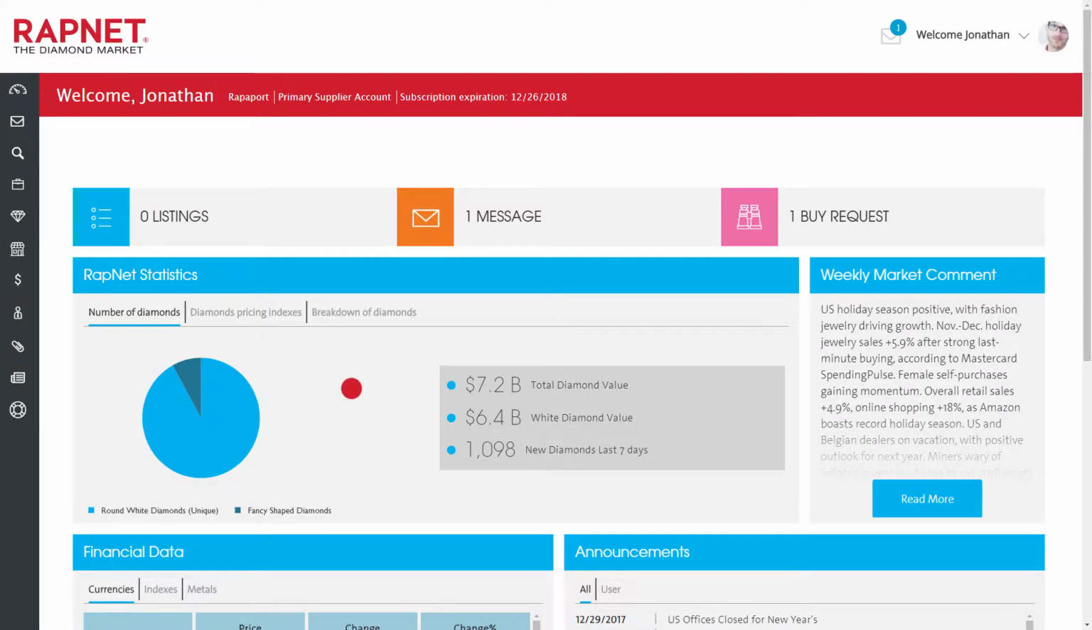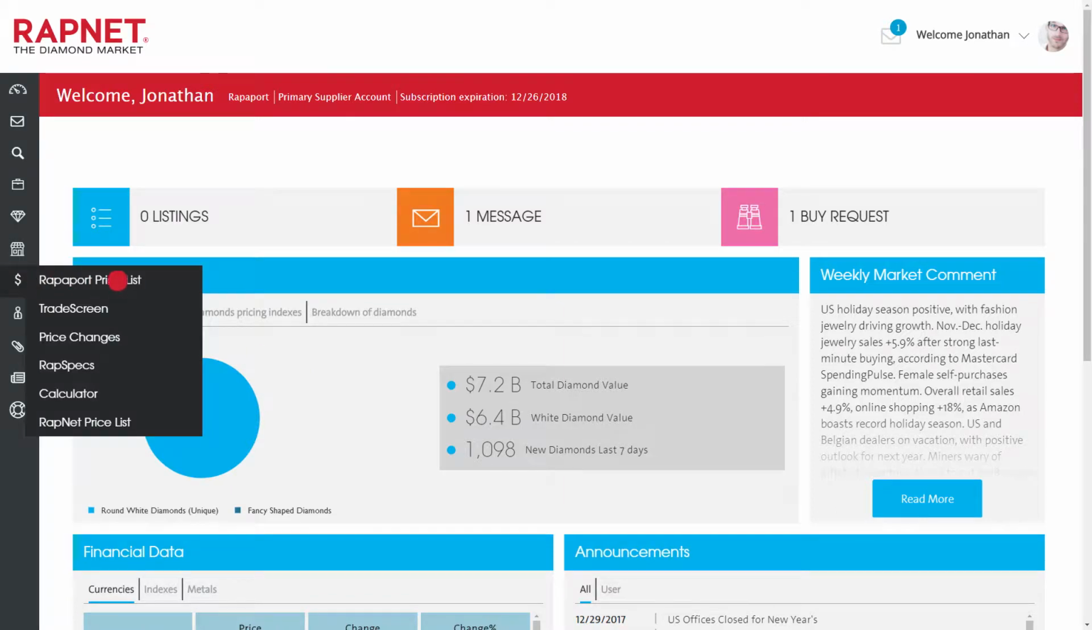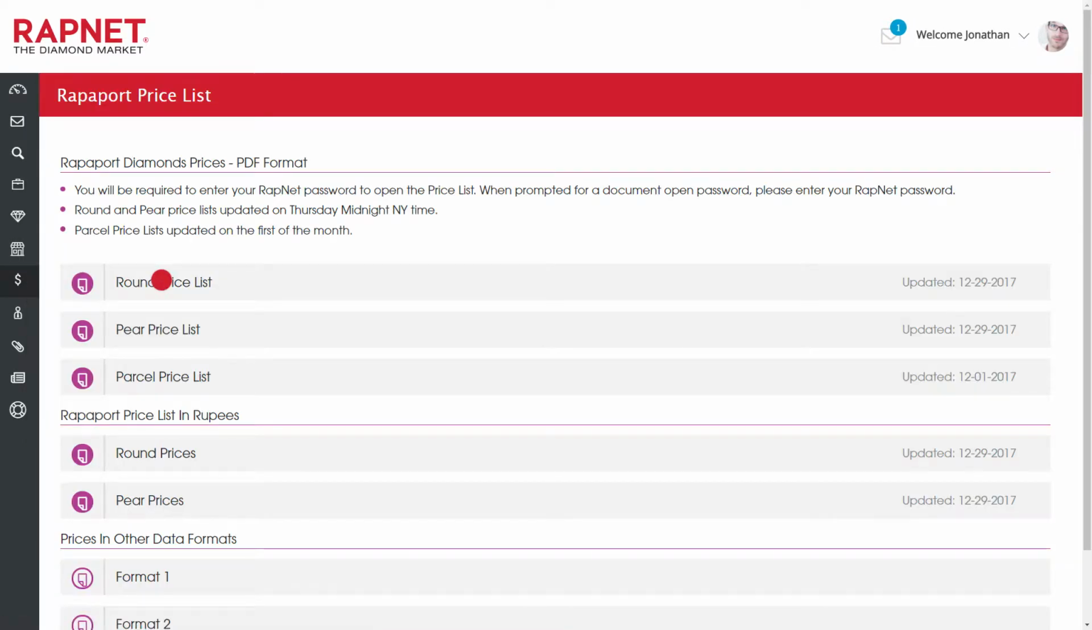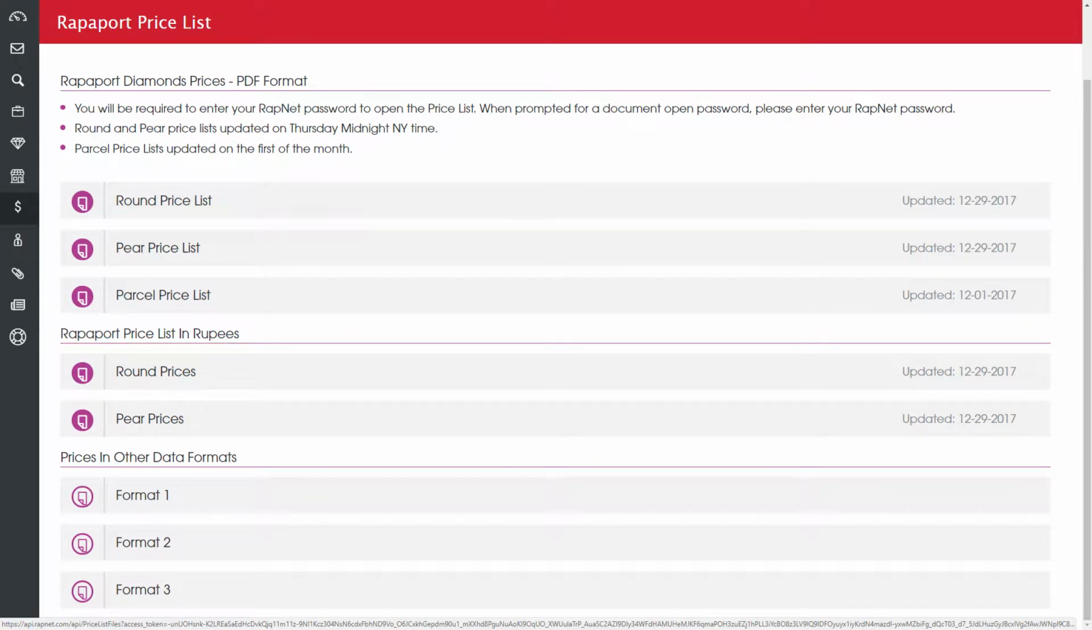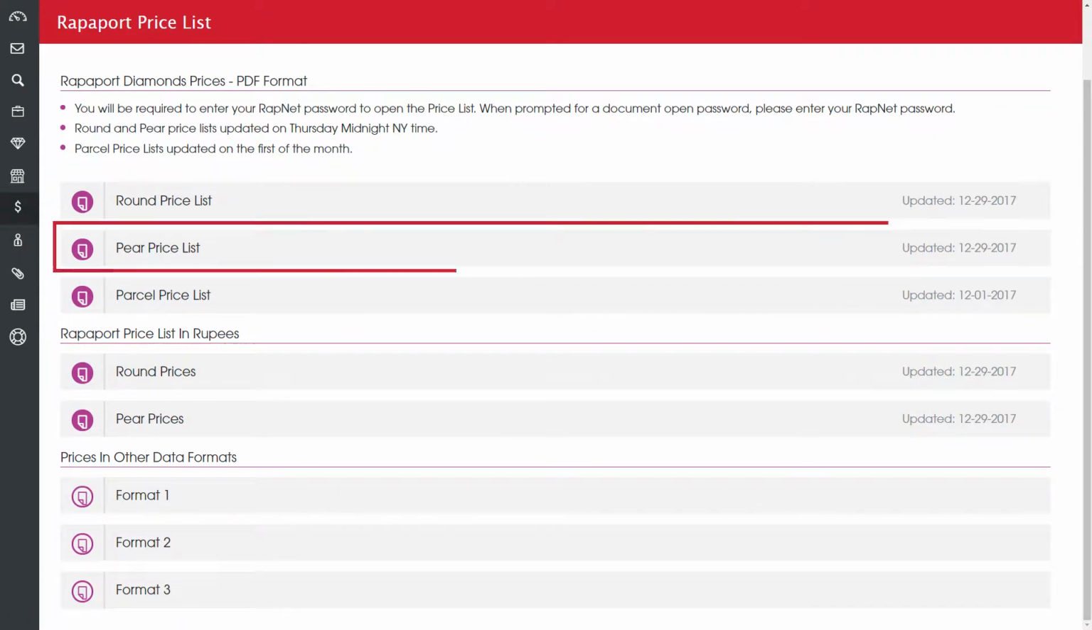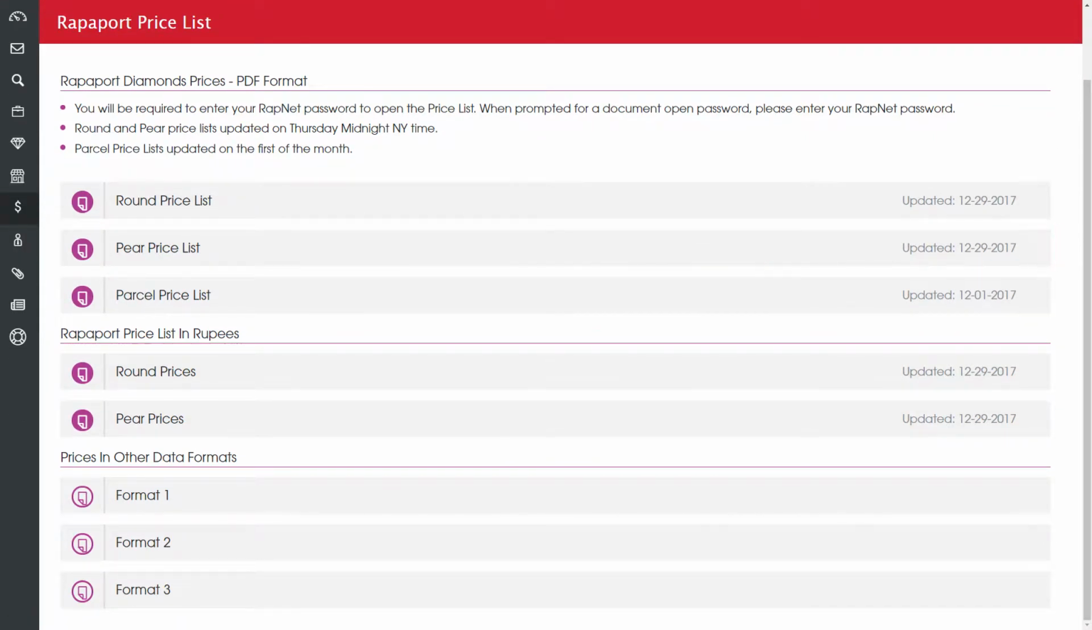Navigate here to access the Rapaport price lists. Rapaport price lists are published for both round and pear-shaped diamonds. The pear-shaped list is used as an indication for all fancy-shaped diamonds. Price lists are available in PDF format, in US dollars or rupees. Prices are also available in other formats.